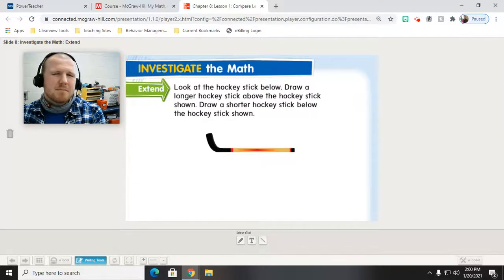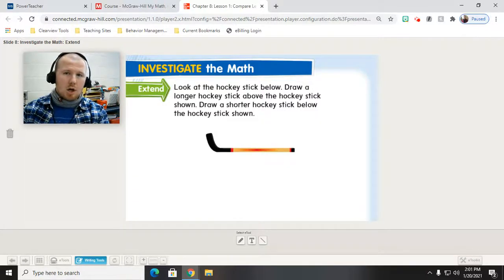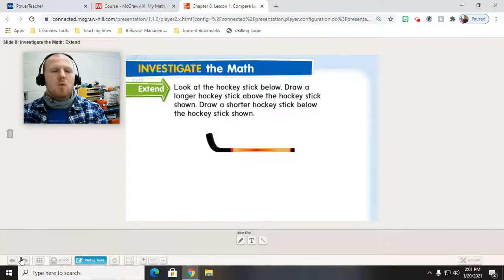Does that make sense? I know it can be a little tricky sometimes, but it's all about perspective. Like when you're comparing your things versus your friend's things. For instance, I have longer pencils than my friend, or my crayons are shorter than my friend's. So it's all about what we're talking about.